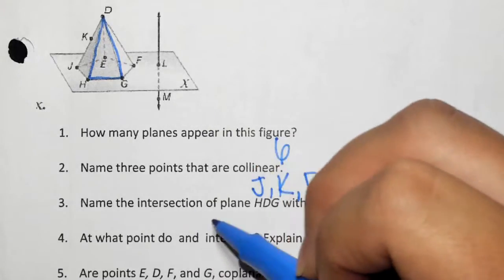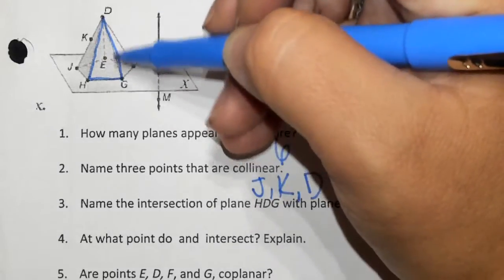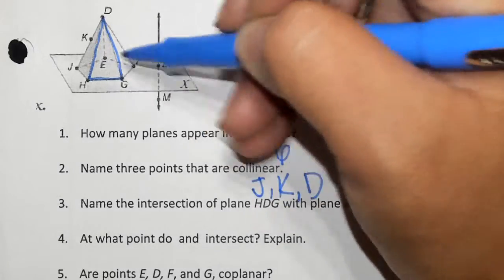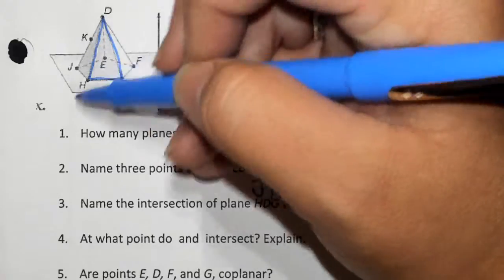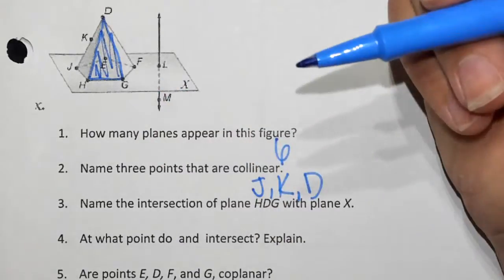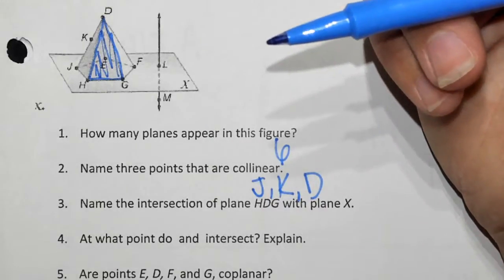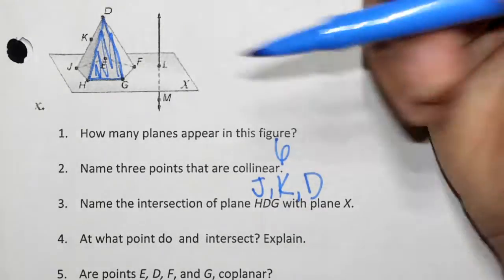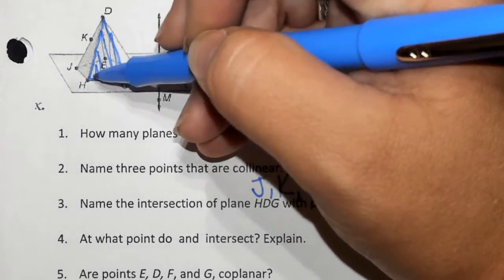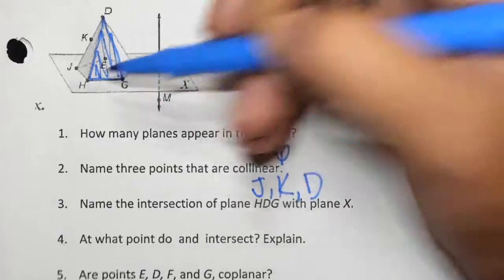Name the intersection of plane HDG, so right here, this plane, HDG, with plane X, the whole bottom piece. So here's a plane, and then the bottom plane. Where do they intersect? HG. There's 2 planes. They have to intersect in a line. So if this is one plane, and this bottom plane's another one, they have to intersect at HG.